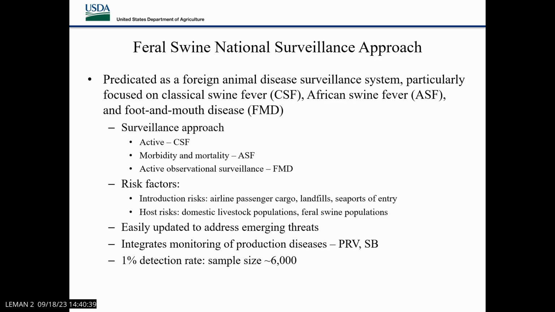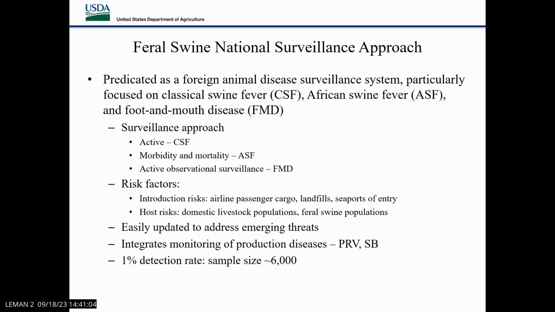The risk factors that go into determining how a county is prioritized as either low, medium, or high priority are based on two primary factors. The first is risk of introduction. So we're looking at airline passenger cargo data, as well as mail interdiction data, and the presence of landfills, seaports, and airports. So we are able to weigh those in relation to the host risks.